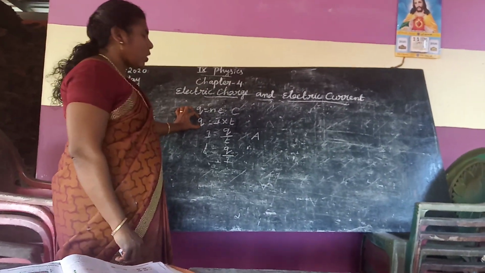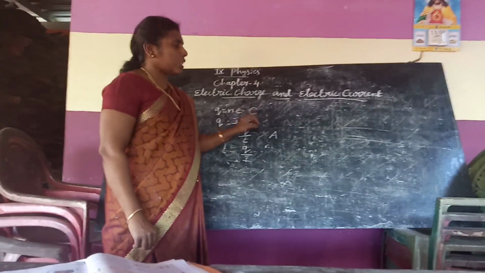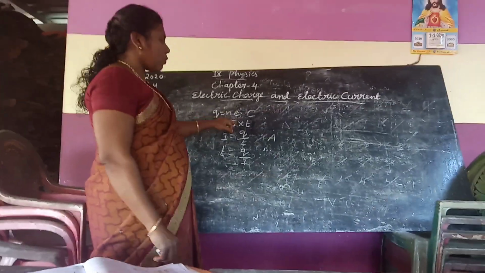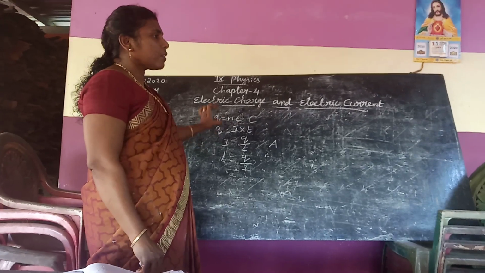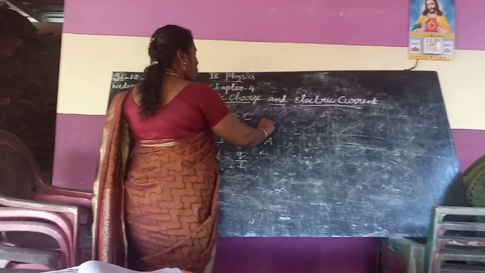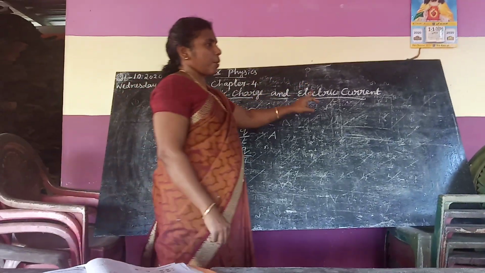And if you have to find charge, the formula for charge is I into T or NE. According to which quantities the question gives, you take the formula. Find the answer and write the unit, coulomb.